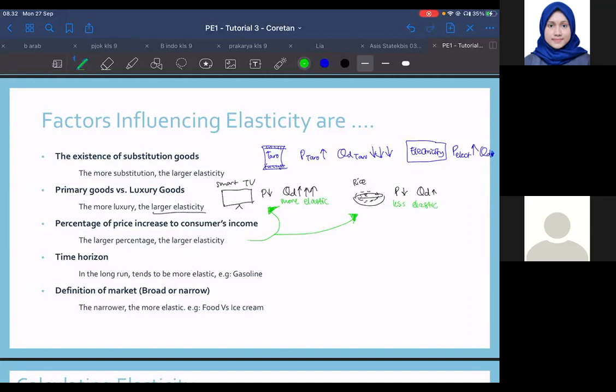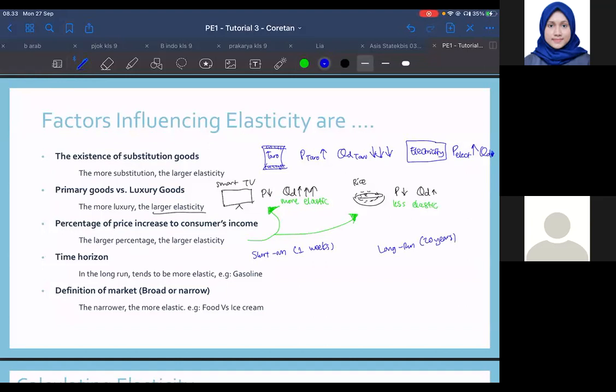Okay. And then next, time horizons. Yeah, if we talk about time horizon, for example, in the long run, the elasticity tends to be more elastic for gasoline. Maybe we compare the condition in the short run, maybe we talk about 1 week. But if we talk about long run, maybe it takes us 20 years or maybe more, or 10 years maybe, or 5 years. I think it is already in the long run, yeah.